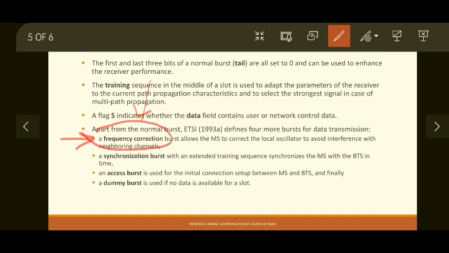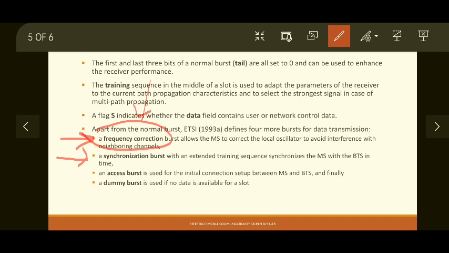Similar to that, there is a synchronization burst with an extended training sequence. Rather than only 26 bits, more bits are given if the receiver requires more time to synchronize with the base station. This is also a downlink burst, that means sent from the base station to the mobile station.